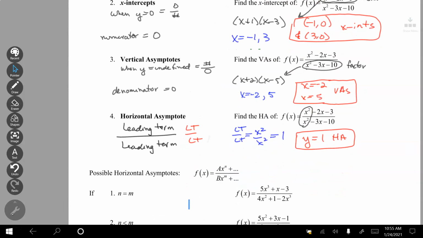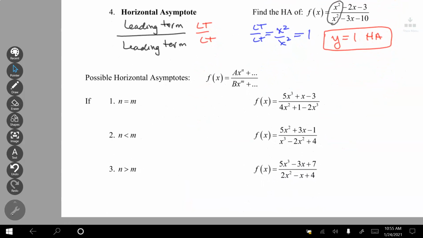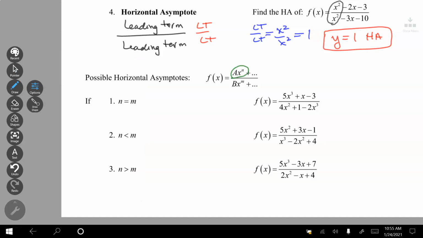But let's talk about all possibilities for HAs right here. Let's say I have a situation where I have, and I'm going to do it just in standard form, a leading term over a leading term, and I have x to an n exponent and b or x to an m exponent in the denominator. And what happens if they are the same degree?